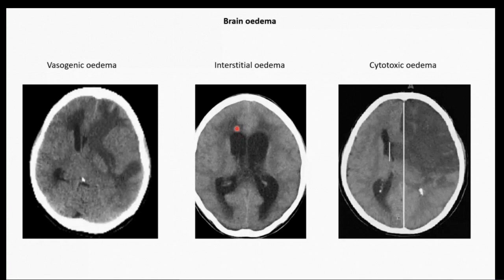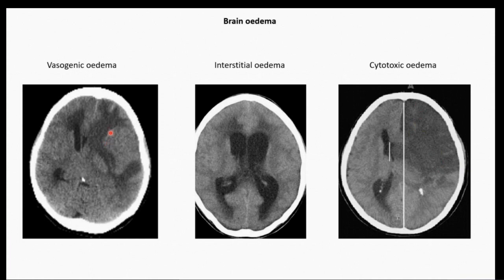Cytotoxic edema. All the cells, including the nervous cells, astrocytes, and the blood vessels and endothelium, are swollen. This swelling results in this appearance of hypodensity involving the white matter and the gray matter. We see this typically in ischemia. So these are ischemic changes in the distribution of the anterior cerebral artery and the middle cerebral artery, and this is where both the gray matter and white matter are involved.